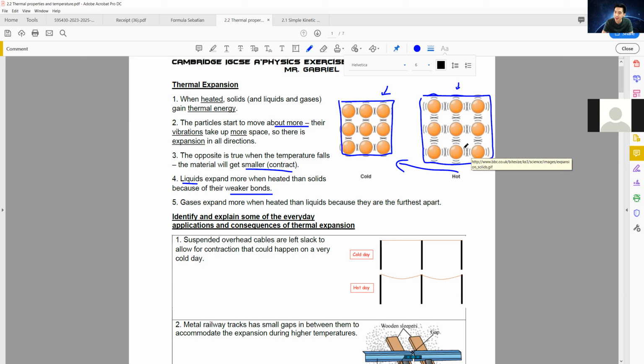You can think about it. Yeah, it is vibration, but the vibration doesn't force them apart. It's just that each and every one of these molecules here vibrates in a larger space. Because they vibrate in a larger space, it seems like it's expanding, but in reality, they are just vibrating and taking up more space. You understand what I'm talking about?